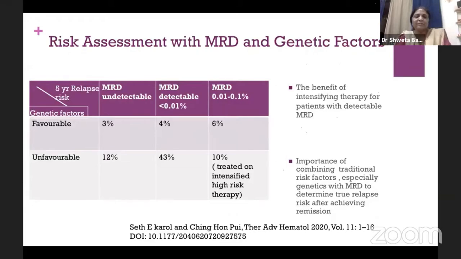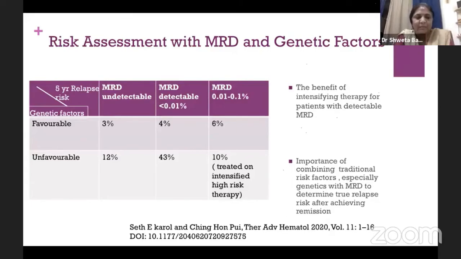So now, simplifying things, how we can incorporate the risk assessment with MRD and genetic factors. It has been seen that the patients who had favorable genetic factors, and if their MRD is undetectable, have a risk of relapse of almost 3% only. But if their MRD is detectable but less than 0.01% with favorable genetic factors, the risk of relapse is 4%. And if MRD is strongly positive with favorable genetic factors, it is 6%.